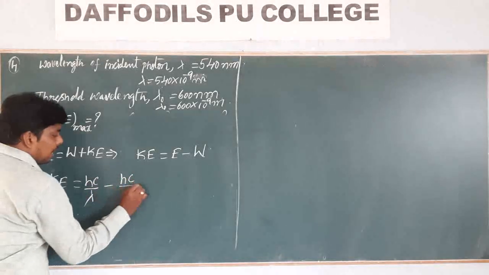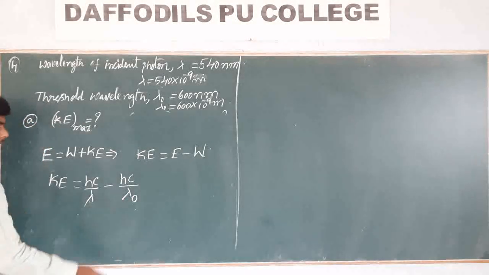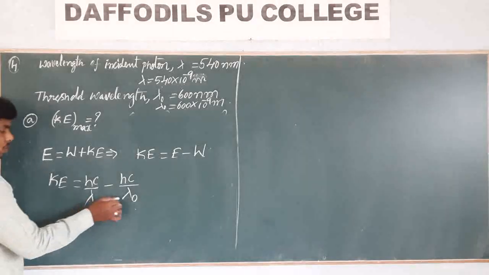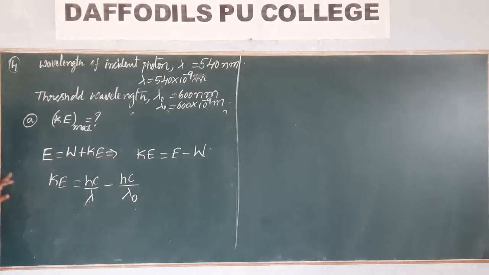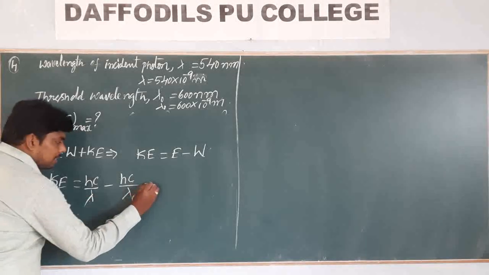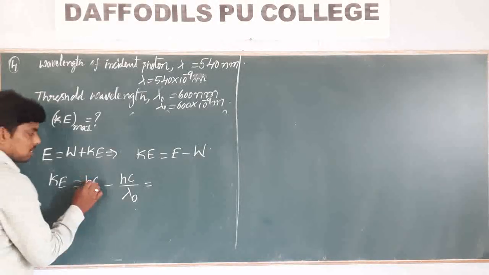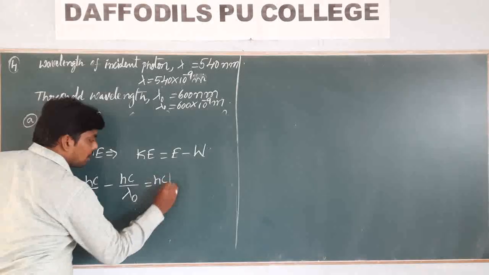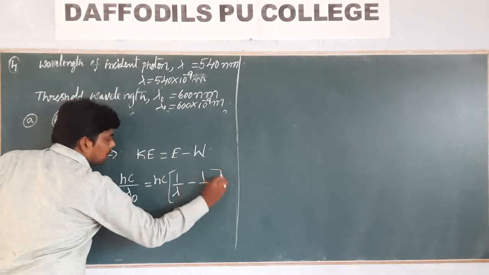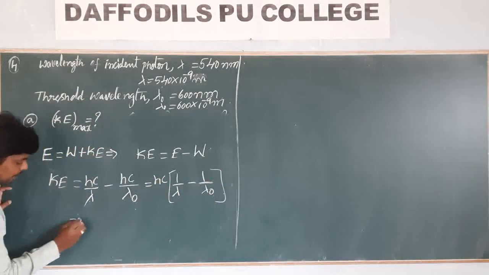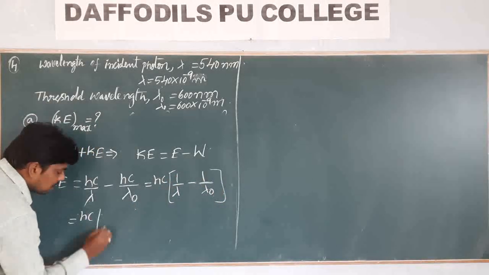Yes, hc by lambda. Now, have they given the lambda? Yes, they have given. Now you can substitute these two values along with the hc and calculate the kinetic energy. First, we will do the simplification. h is the Planck's constant, that is the known value. c is the speed of light. Just take the hc as common here: 1 by lambda minus 1 by lambda. Keep the one hc until you simplify and have the term, that is 1 by lambda.